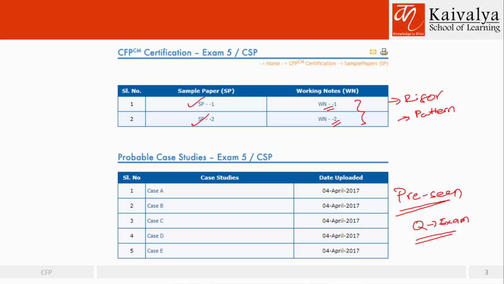You can refer to these case studies so that you don't have to scroll the screen again and again. But other than that, reading this would help you understand the case study well. So from these 5 case studies, you will have any 2 coming in the exam, any 2. So there is no preference.